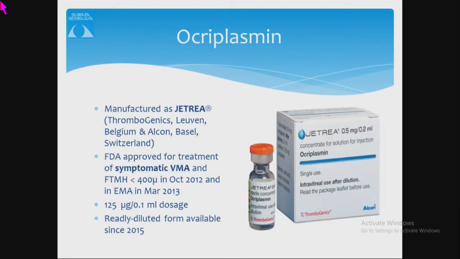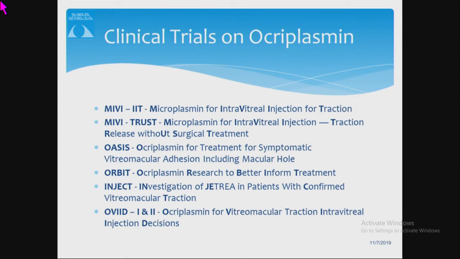Commercially, it is available as Jetrea, and it received FDA approval for the treatment of symptomatic VMA and full thickness macular hole less than 400 microns in October 2012. The dosage is 125 micrograms per 0.1 ml. Since 2015, a readily diluted form has also been available. There have been various clinical trials on ocriplasmin, namely MIVI-TRUST, OASIS, ORBIT, INJECT, and OVID 1 and 2 studies.